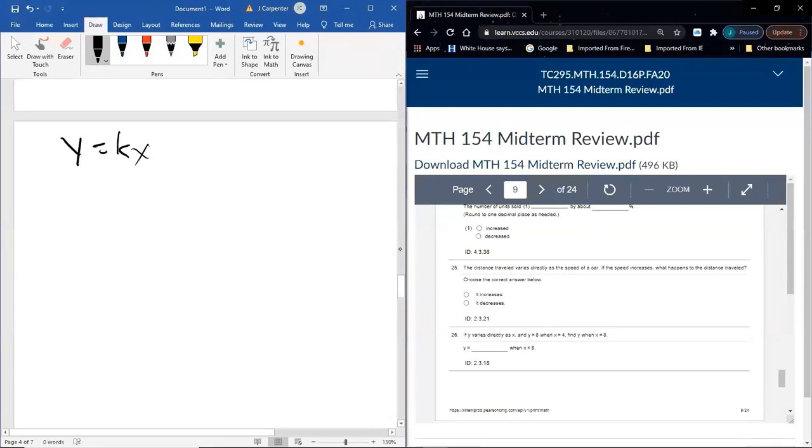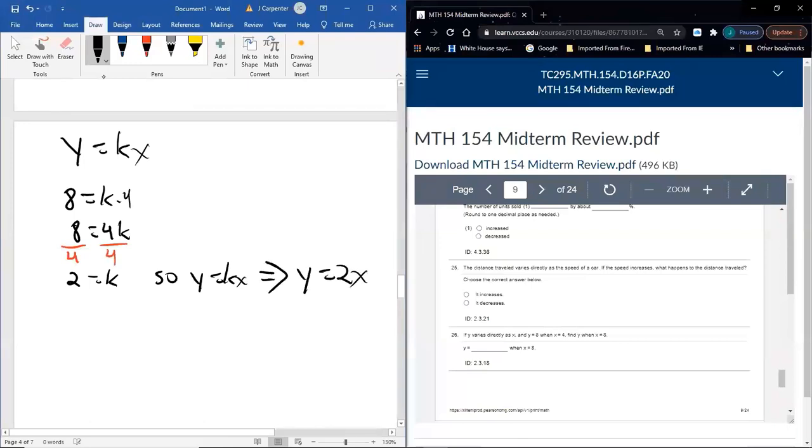And they say when y is 8, x is 4. So we go 8 equals k times 4, or 8 equals 4k. We'll divide both sides by 4. And that tells us that the value of k is and always will be 2. So the y equals kx turns into y equals 2x. Basically, for every 1 x, there are 2 y's. So what about when x is 8? Well, y is equal to 2 times 8, which is 16. And that's it.